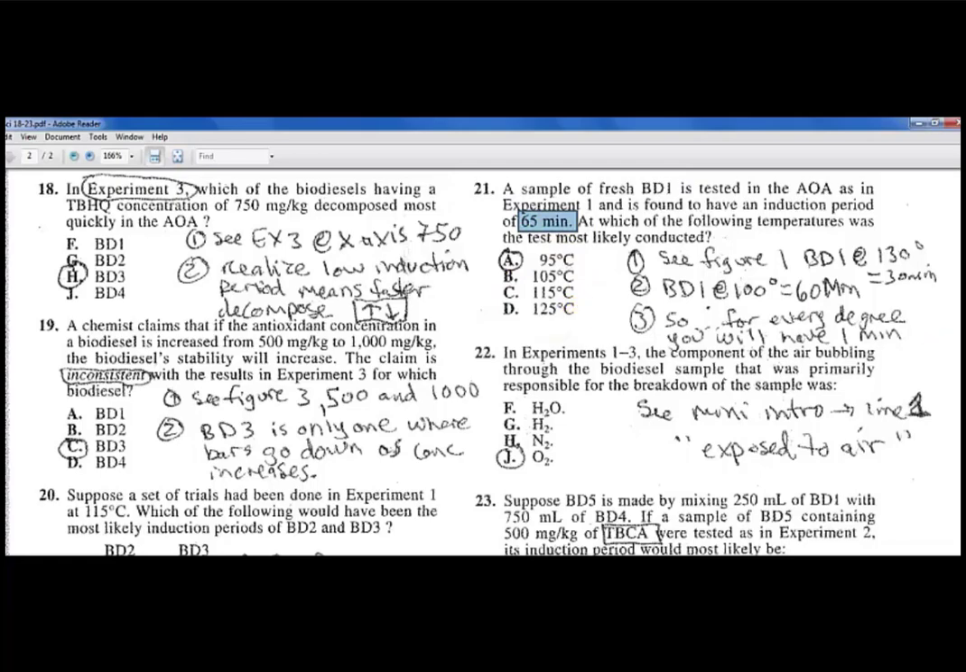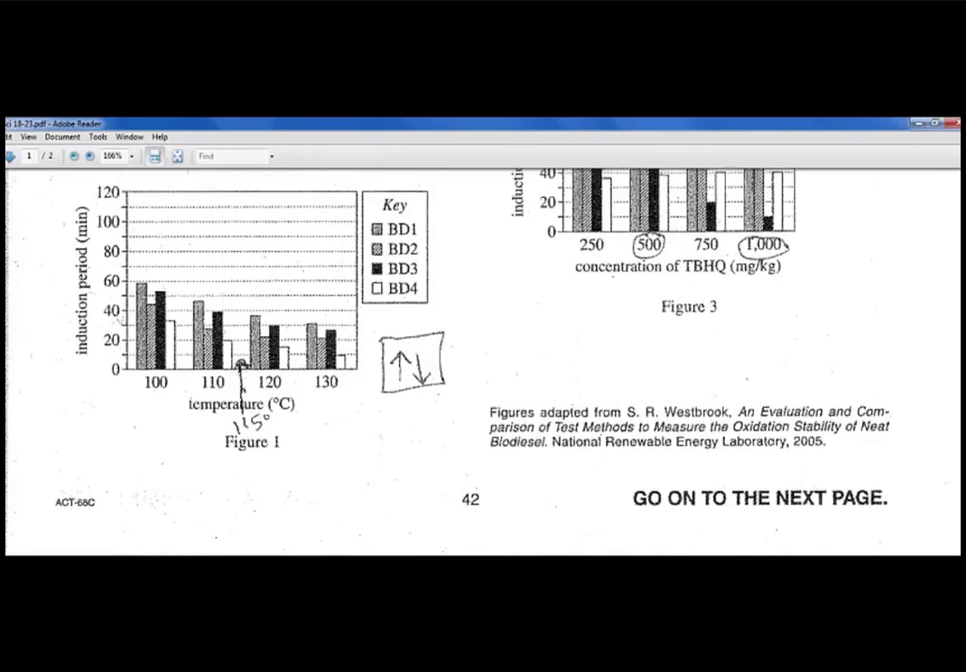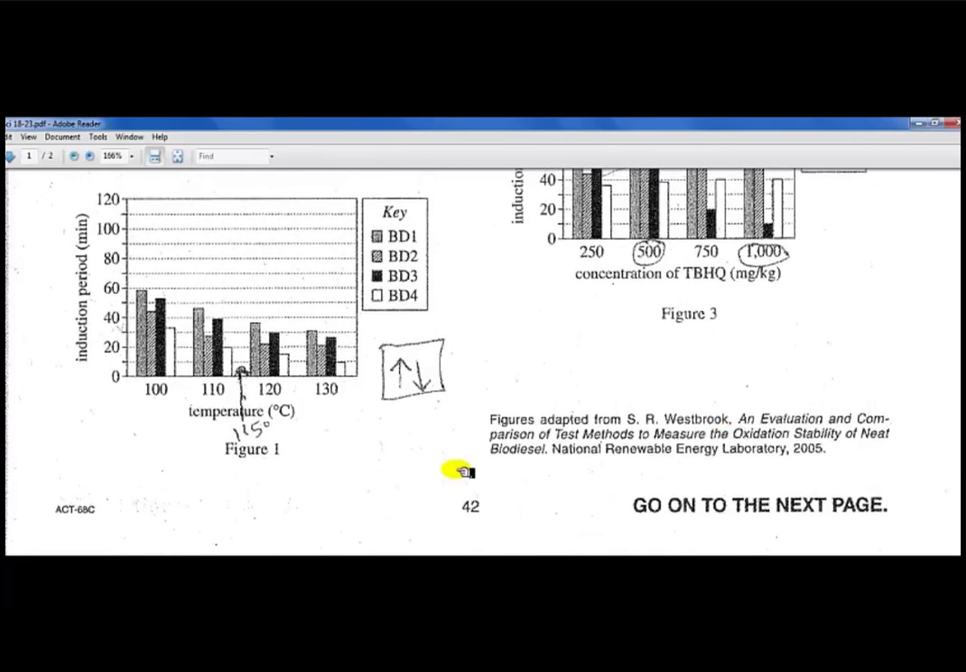Let's go back up to experiment 1, and you see that experiment 1 is located in figure 1 here. Let's do a quick overview of figure 1. Here is temperature on the x-axis and induction period in minutes for your time on the y. Here is the key up here. And we're looking for, once again, BD1, which is the gray bar. Now, let's do a quick overview of what we see here to get an understanding of the relationships.